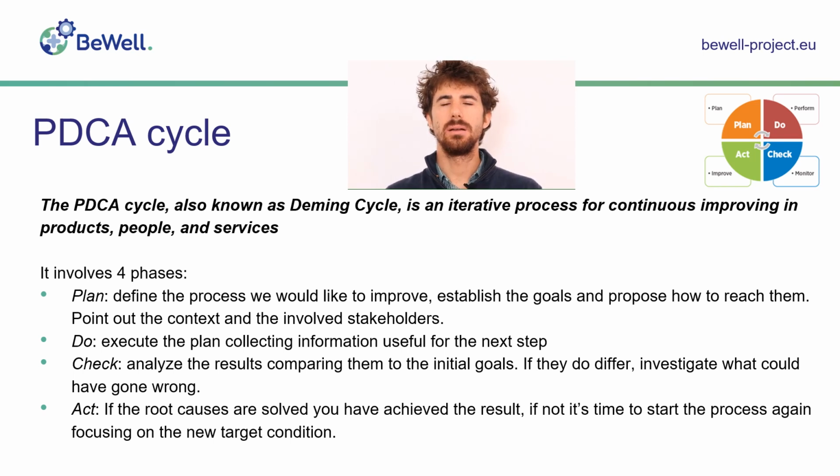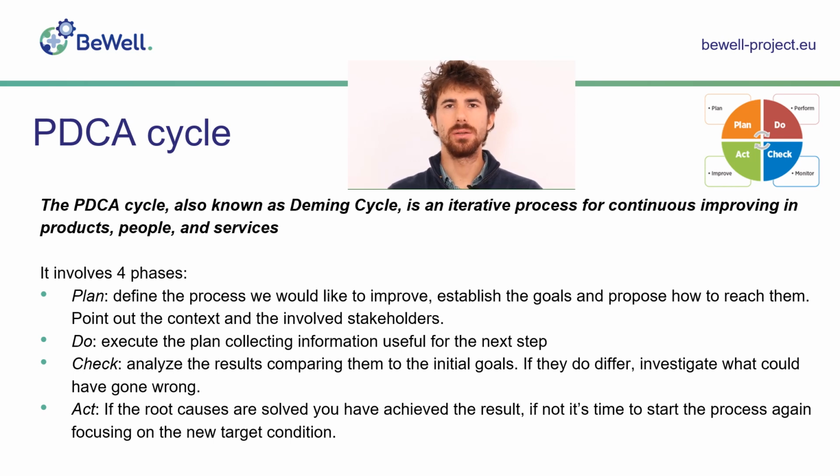The Deming cycle is made up of 4 phases. The first one, the plan phase, is the one where we define the process we would like to improve, we establish the goals and propose how to reach them. We also have to point out the context and the involved stakeholders. After that, we have the do phase, so we execute the plan, collecting information useful for our next step.